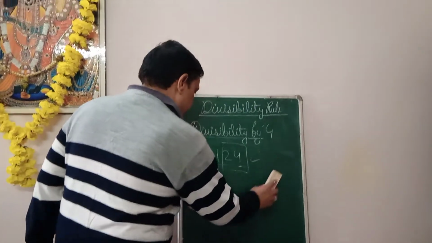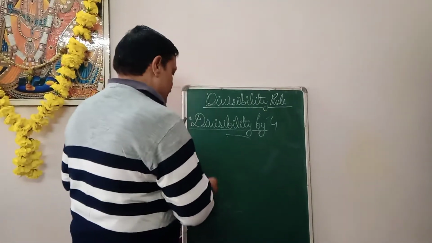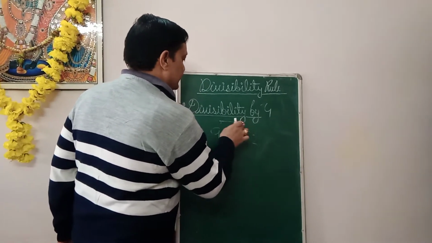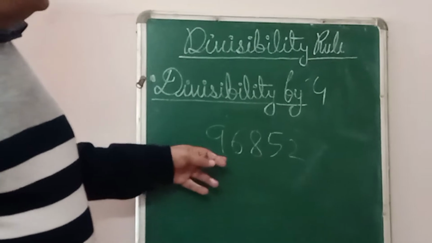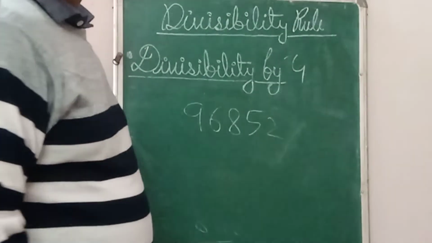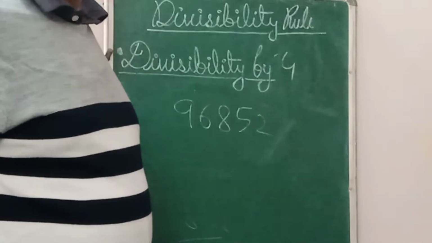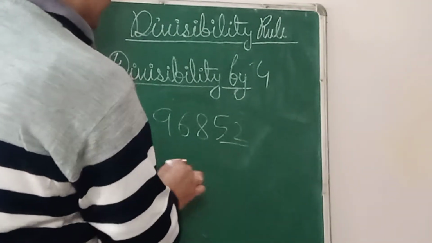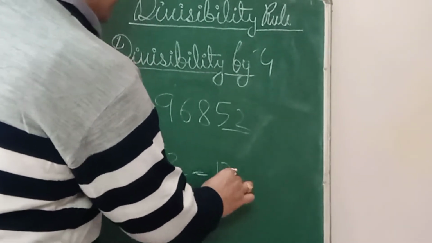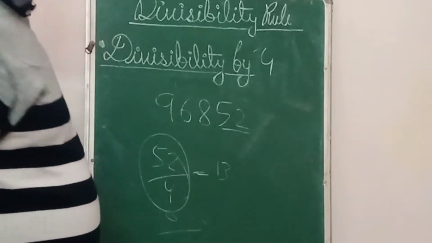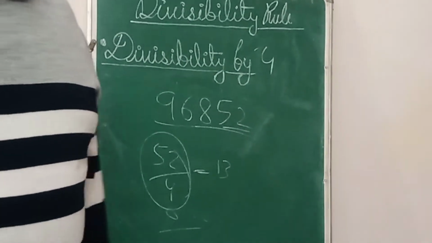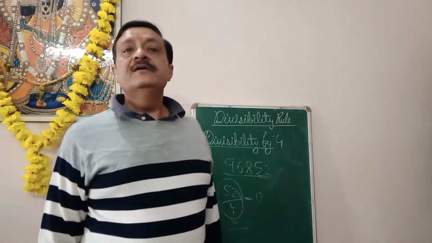To understand it with a bigger number, 296,852. Let us take this number. Although this is a 6-digit number, but we would be interested in only the unit place and the tens place. So this together is making a number 52, and when we divide 52 by 4, we get that this is divisible by 4. So we say that this 96,852 is also divisible by 4.